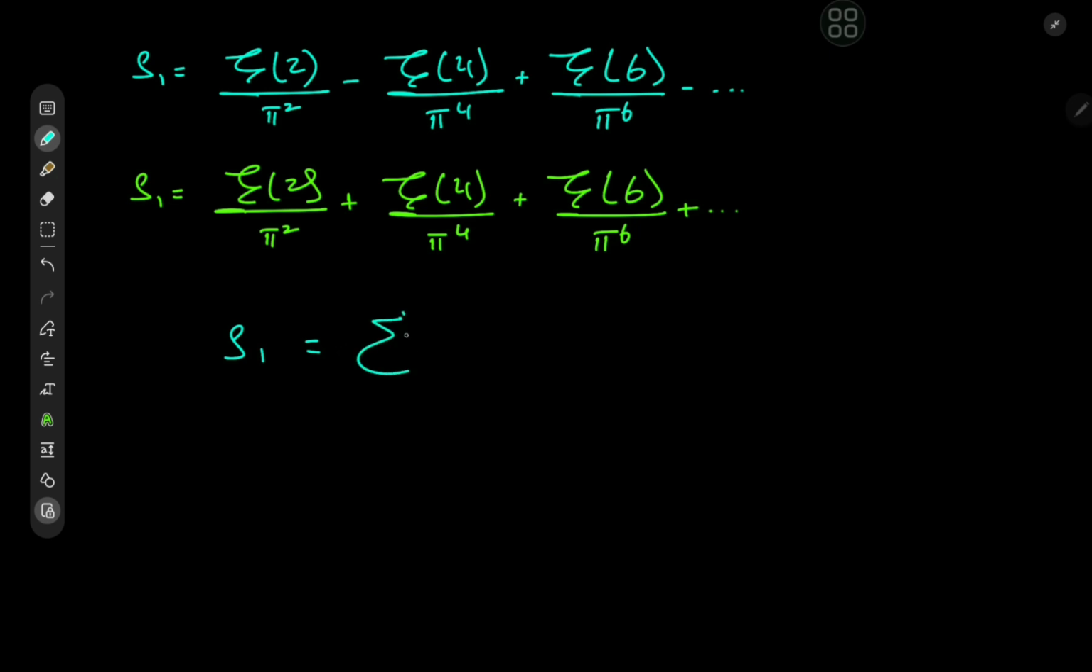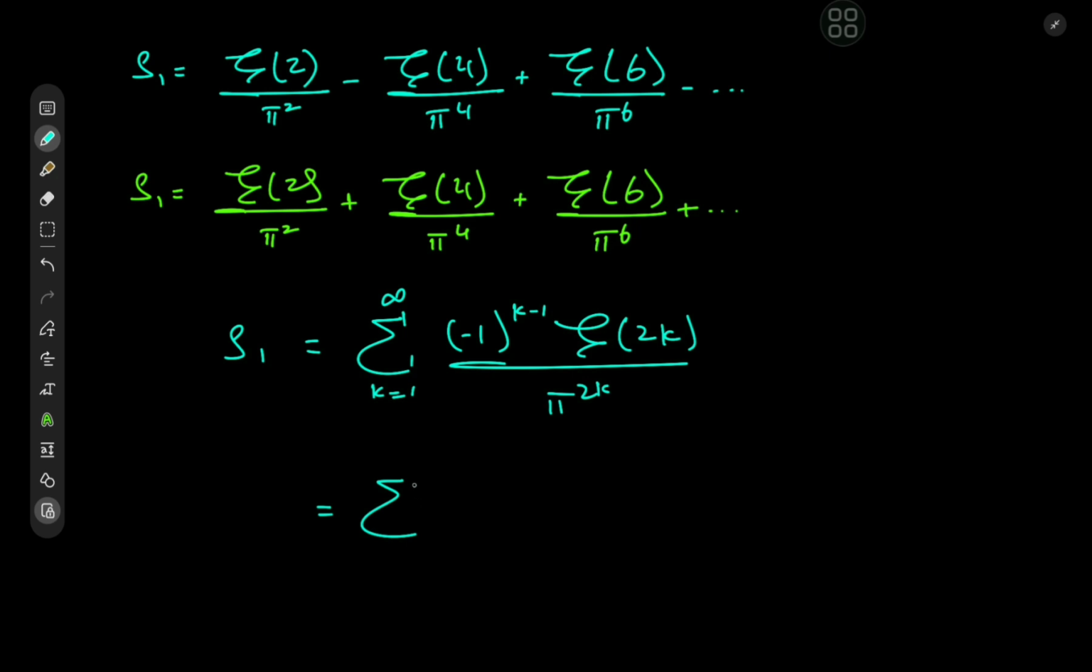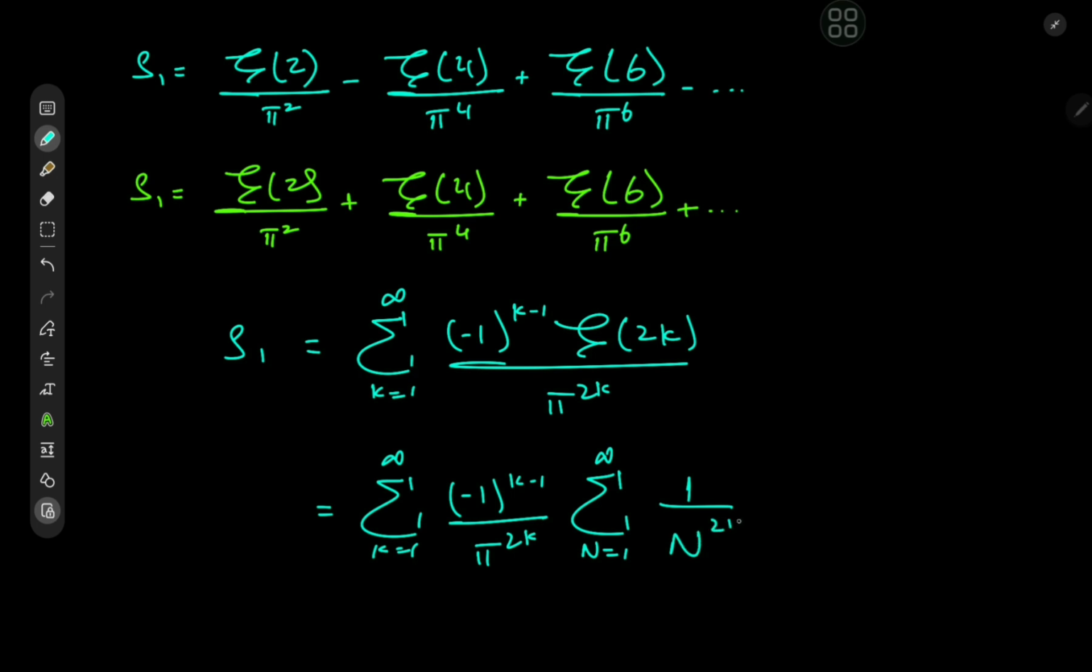Now this is the sum over k from 1 to infinity of -1 to the k minus 1 of zeta 2k divided by pi to the 2k. What we'll do here is expand the zeta function as an infinite series. So we have the sum over k from 1 to infinity, -1 to the k minus 1 divided by pi to the 2k, times the sum over n from 1 to infinity of 1 by n to the argument of the zeta function, in this case 2k.